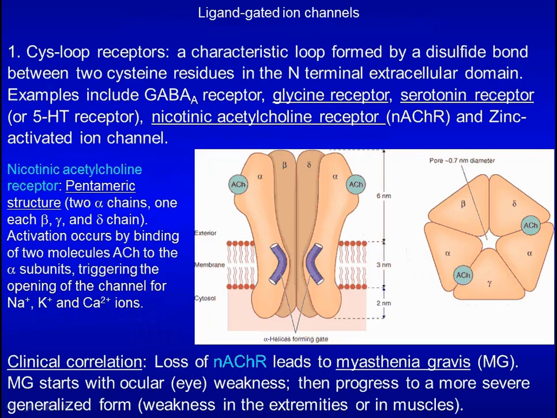Cysteine loop receptors have a characteristic loop formed by a disulfide bond between 2 cysteine residues in the N-terminal extracellular domain. A well-known example is nicotinic acetylcholine receptor, as shown here. It is a pentamer comprised of 2 alpha subunits and 1 each beta, gamma, delta subunit. 2 molecules of acetylcholine bind alpha subunit and open the channel for sodium, potassium, and calcium. A deficiency in acetylcholine receptor leads to myasthenia gravis.